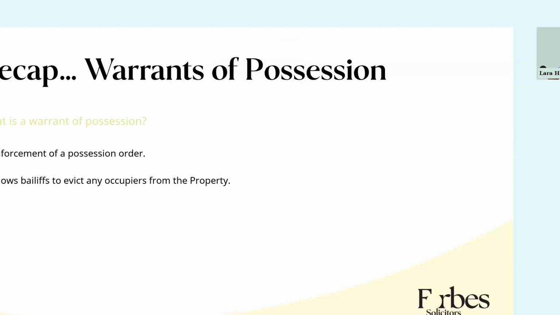So just a quick recap as to what a warrant of possession is and what it means. A warrant of possession is used to enforce the possession order, and this means that if a tenant or occupant doesn't leave the property, the court bailiffs have the power to evict them.